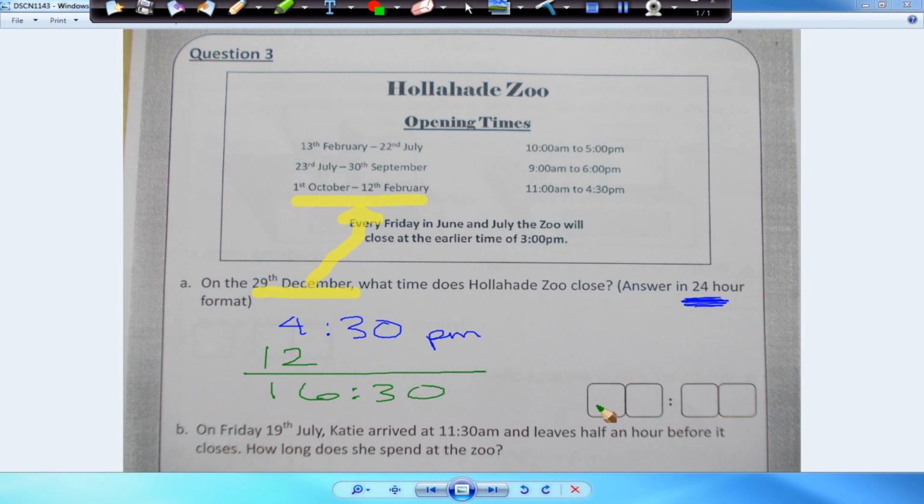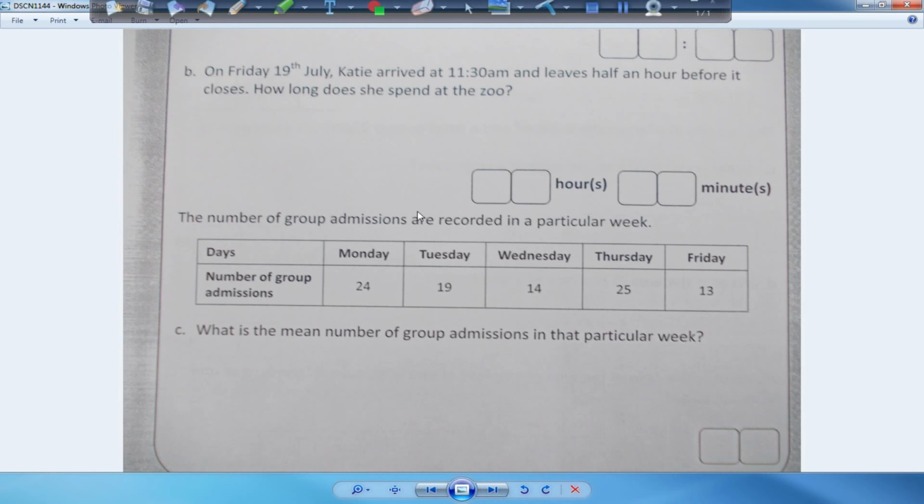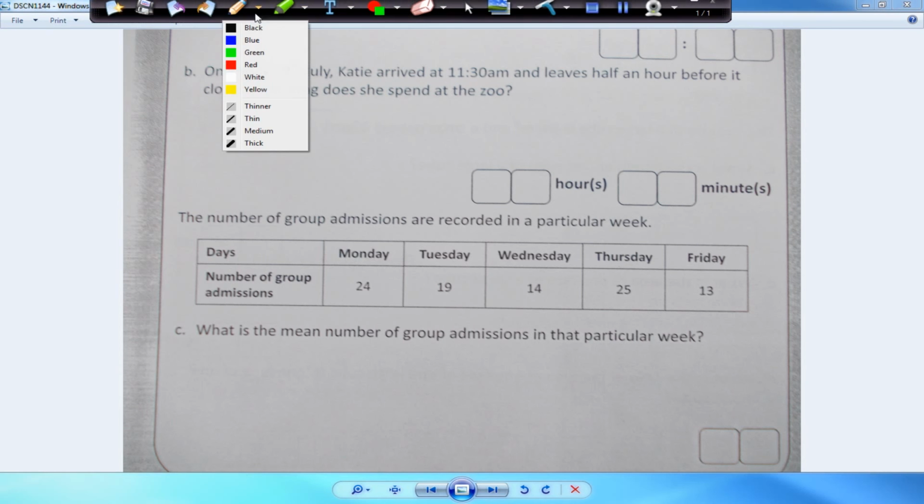Okay, many more people got that one right. Right down here, 16:30. And that one's done. Are we happy with that? Yes. Let's clear the page. Let's move on to the next question. Okay, we might need to flick backwards and forwards.